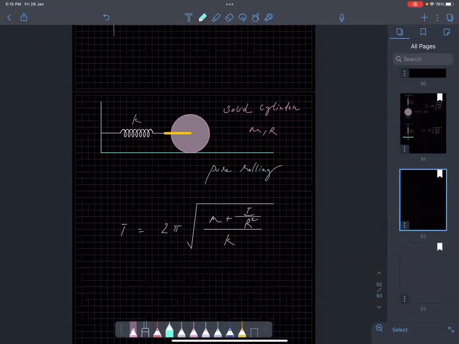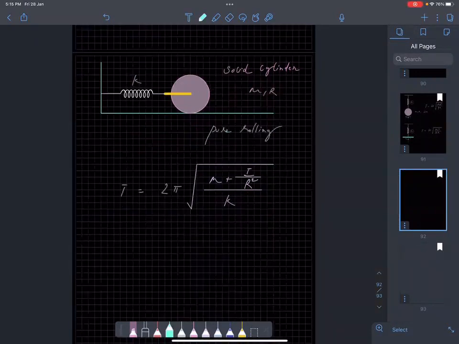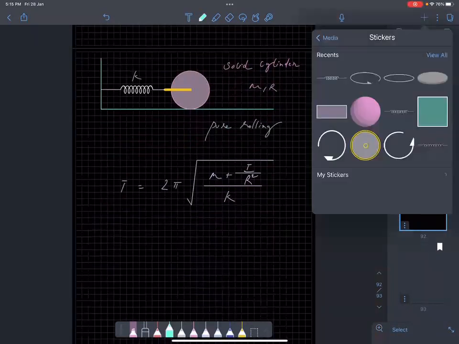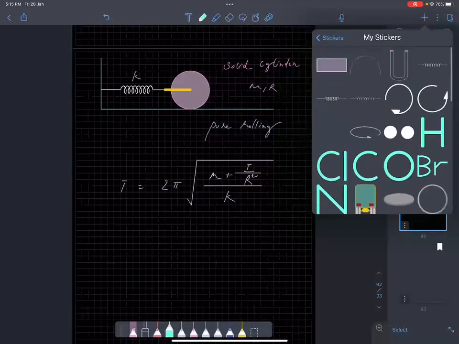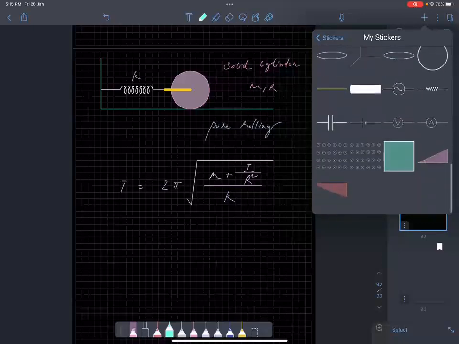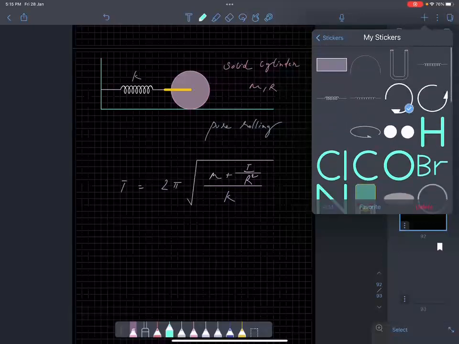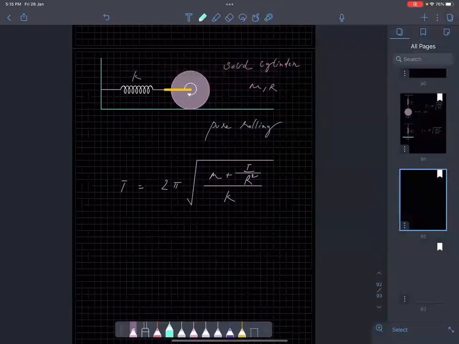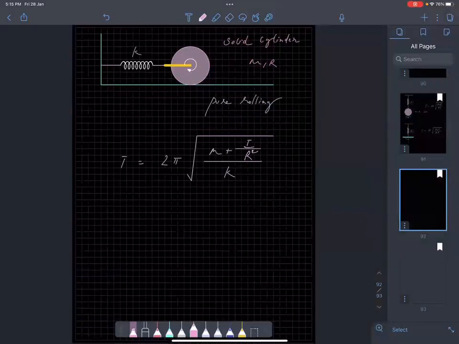Now you know what I is for this solid cylinder about the axis of rotation, the axis of rotation for pure rolling? It is m r square by 2. Correct? So what will be the time period? The whole answer is T equal to 2 pi under root 3m by 2k.